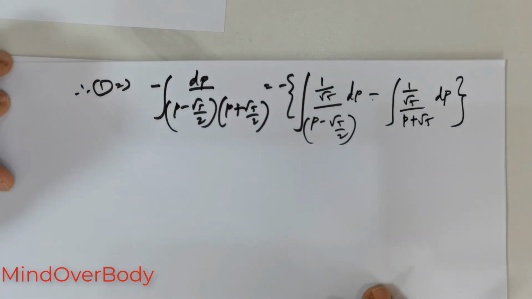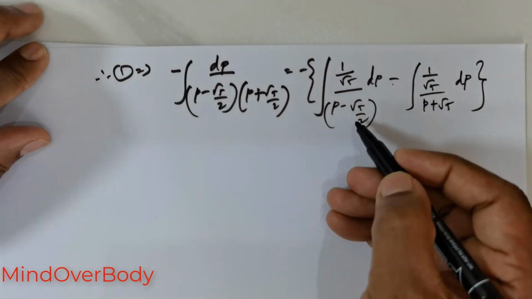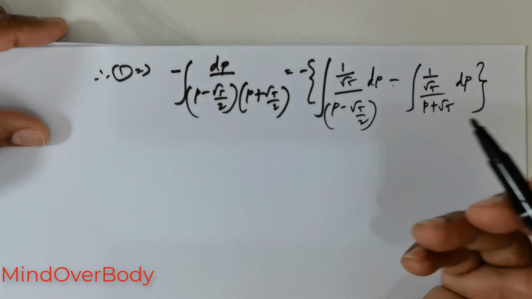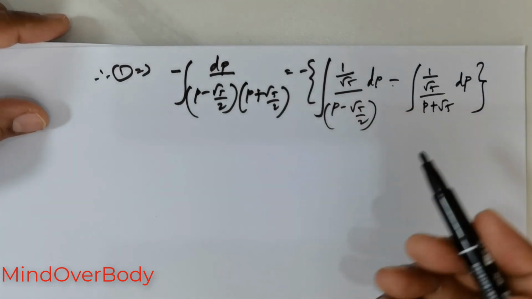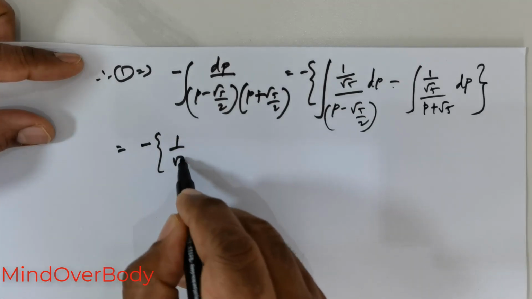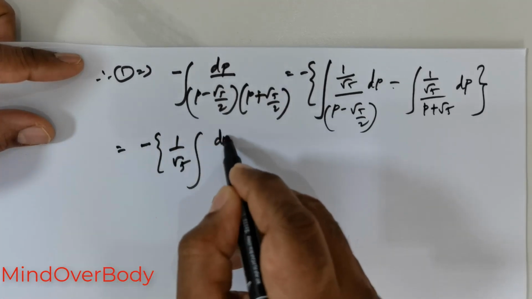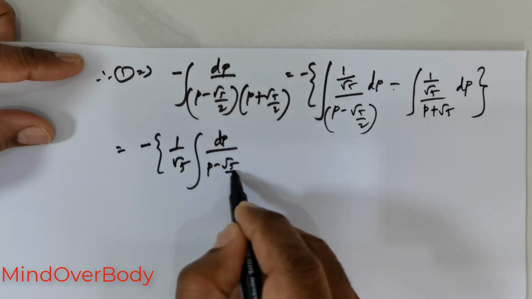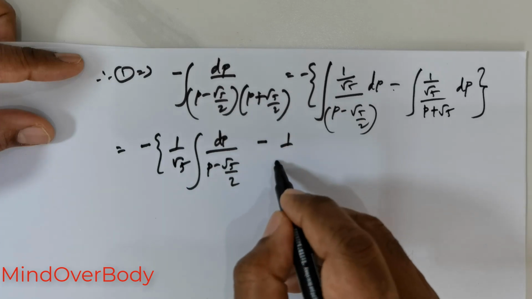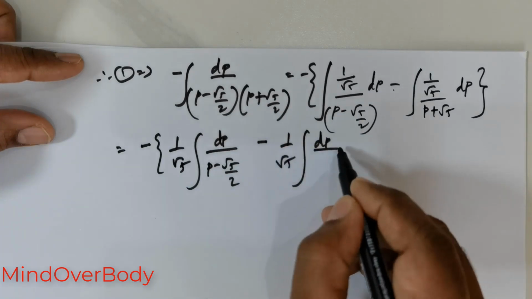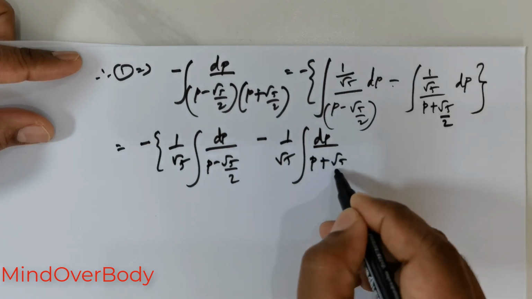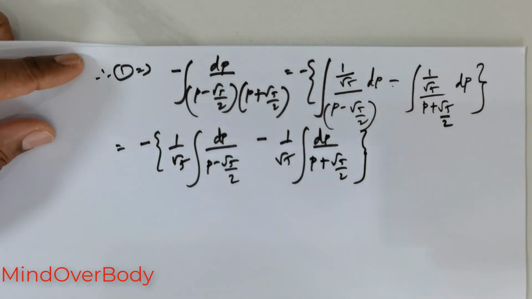Okay, so what we can do is bring in the negative sign if you want, or else it doesn't matter, we can simply integrate this. So this is equal to, let me keep the negative sign, I take 1 over root 5 out, so integral dp over (p minus root 5 over 2), minus 1 over root 5 integral dp over (p plus root 5 over 2). So this is what we've got.